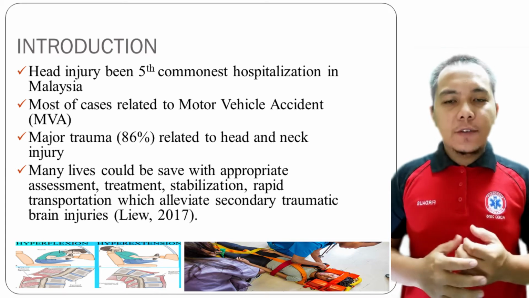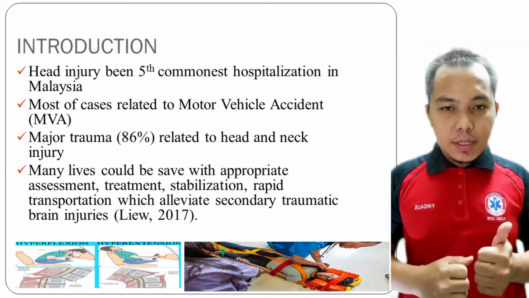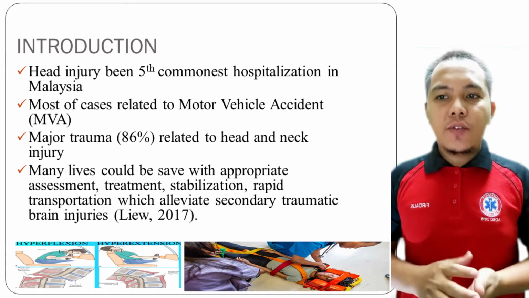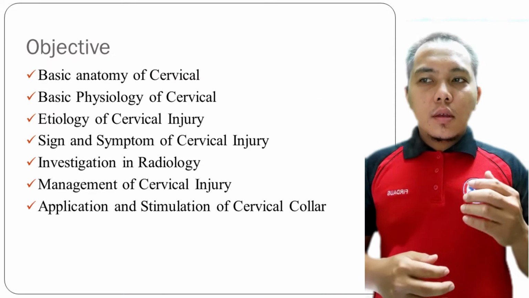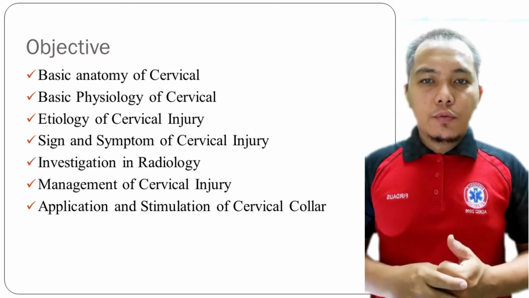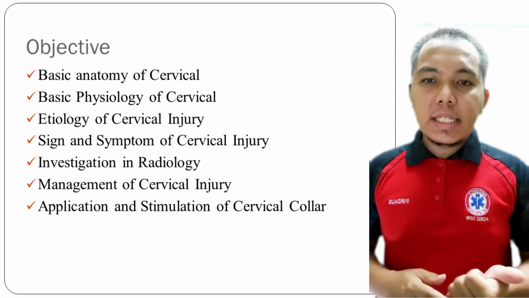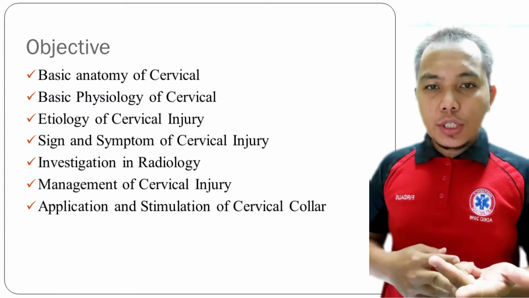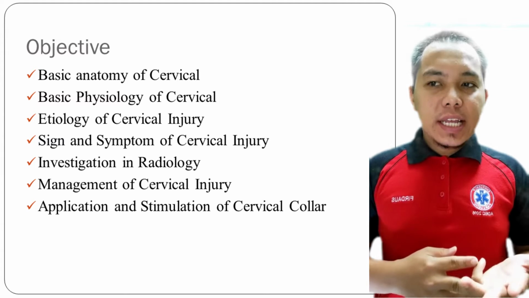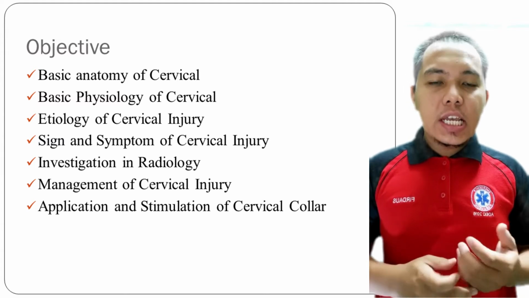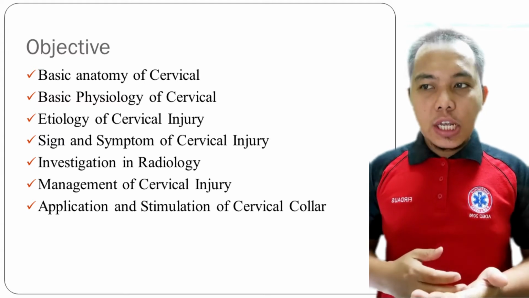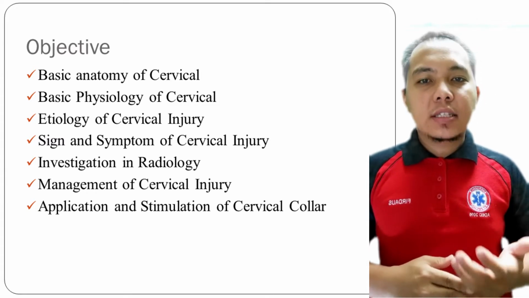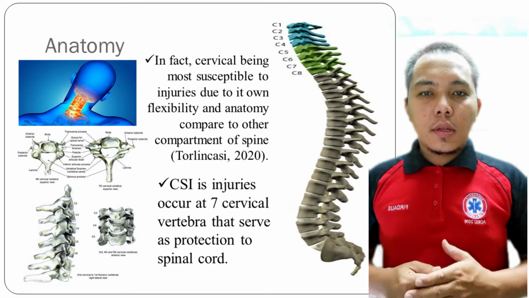Many lives could be saved with appropriate assessment, treatment, stabilization, and rapid transportation to alleviate secondary injury. From the lesson objectives, today you will learn about the basic anatomy of the cervical spine, basic physiology of the cervical spine, etiology of cervical injury, signs and symptoms of cervical injury, investigation in radiology, management of cervical injury, and last but not least, application and simulation of the cervical collar.